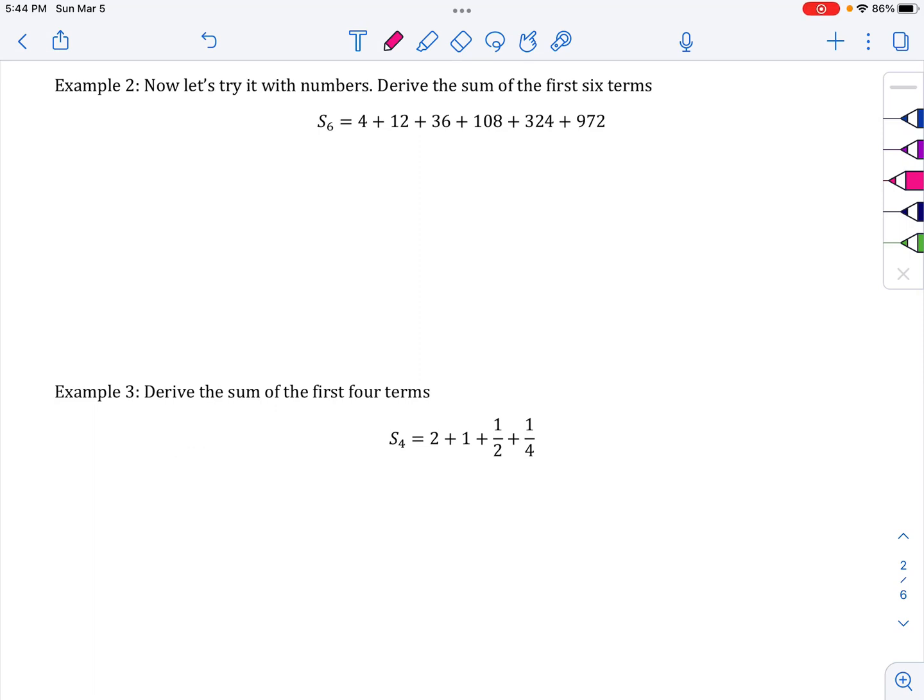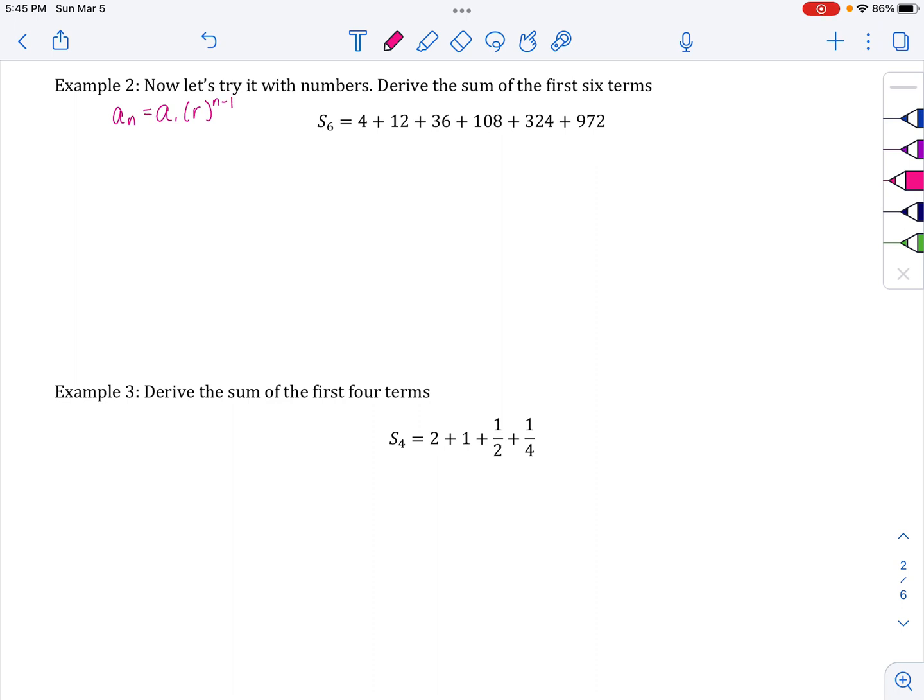Okay, let's follow those same deriving steps to derive the sum of a geometric sequence where we have the numbers for each term. So we are going to derive the sum for the first 6 terms from the sequence 4 plus 12 plus 36 plus 108 plus 324 plus 972. Step 1 is still going to be to rewrite using the nth term formula. So a sub n equals a sub 1 times r to the n minus 1 power.